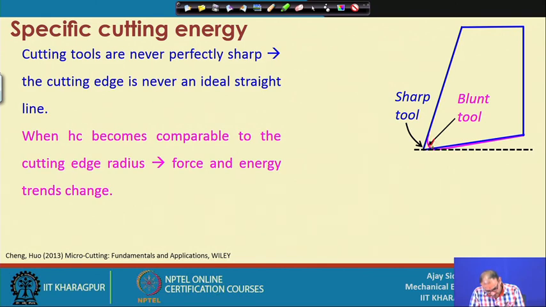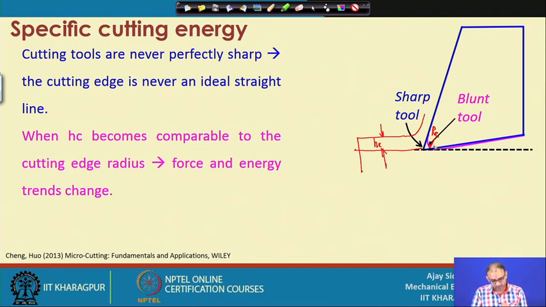So, this is the cutting edge radius, RC, and now you consider your chip is also here. So, this is your HC, correct. Now both the things you consider almost the same. At that time, force and energy trends change. So, in this particular case, that is what is happening.